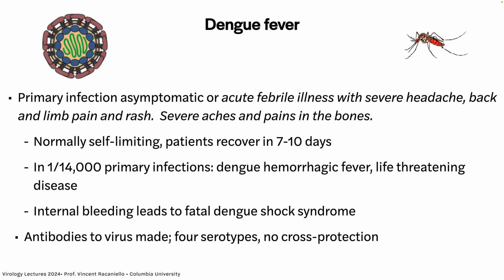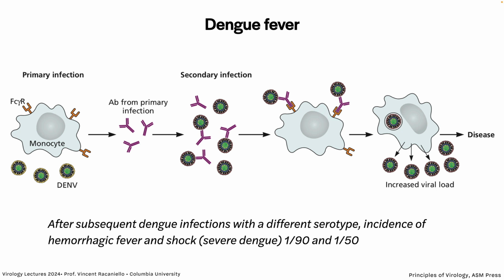You also have a complication, hemorrhagic fever, which is about 1 in 14,000 of primary infections. You get bleeding and shock syndrome. The key here is that these antibodies don't cross-protect. So if you get infected with type 1, you're only protected against type 1 and not types 2, 3, or 4. But let's say you get type 1 one year, and then the next year you get infected with dengue type 2.